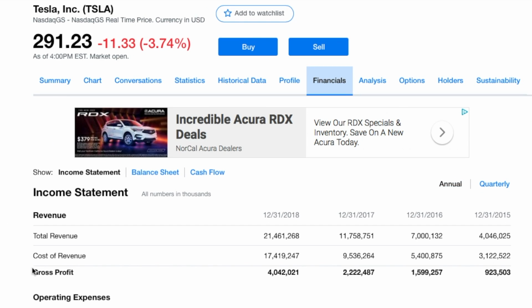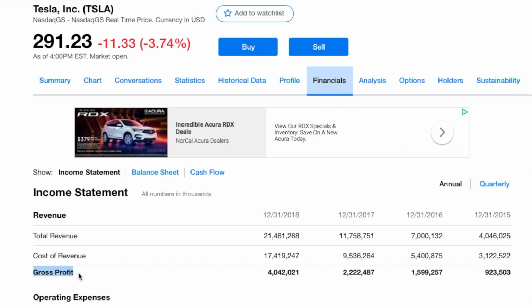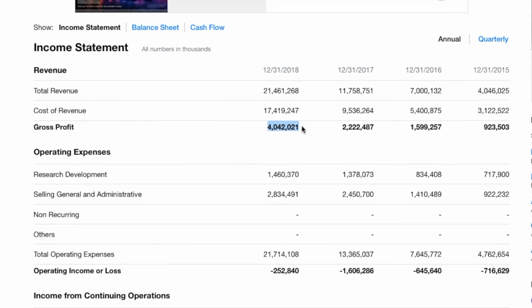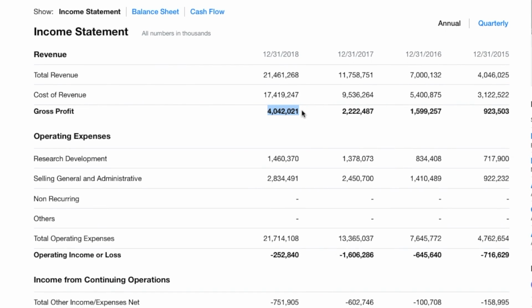Underneath the cost of revenue, we have gross profit, the gross profit of Tesla. Looking at this, we see that Tesla's gross profit is $4 billion because numbers are in thousands. Now, if you saw my cost of revenues video, I told you at the end that gross profit was a very important number. The reason is that we can use it in a formula to figure out something called the gross margin.